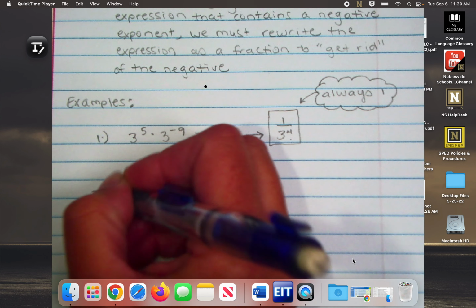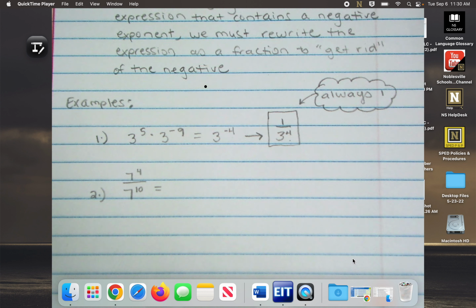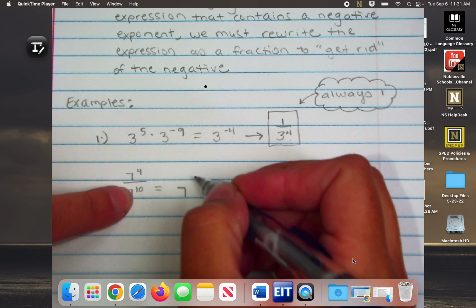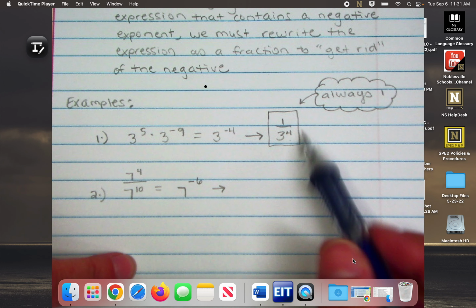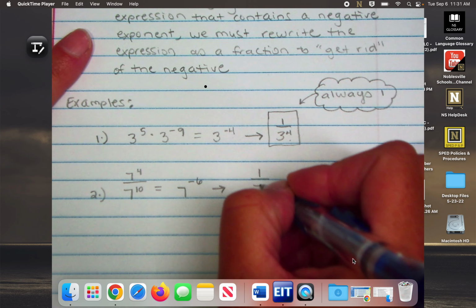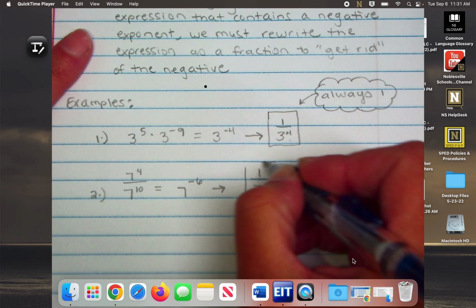7 to the fourth divided by 7 to the 10th. So now we need to remember, what do we do when we divide exponential expressions? What do I do with those exponents? Nicole? Subtract. What's 4 minus 10? Negative 6. So how am I going to rewrite that in proper format? What's it going to be? 1 over 7 to the 6th. Yep.